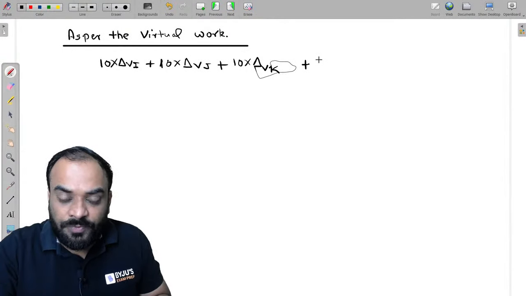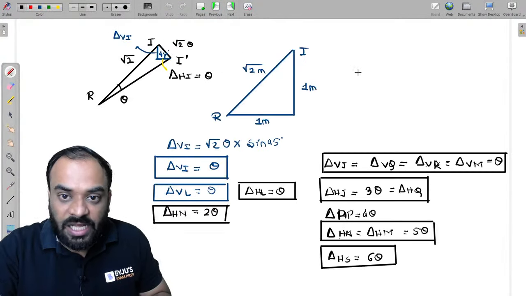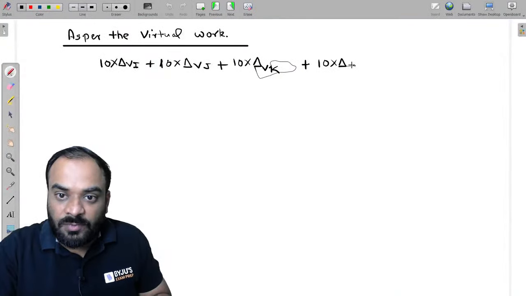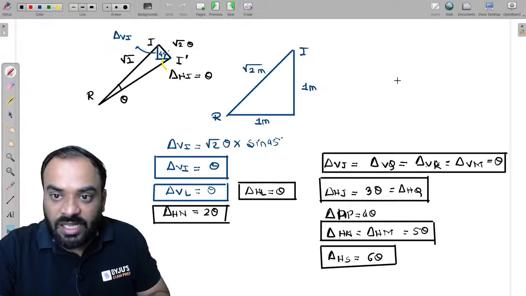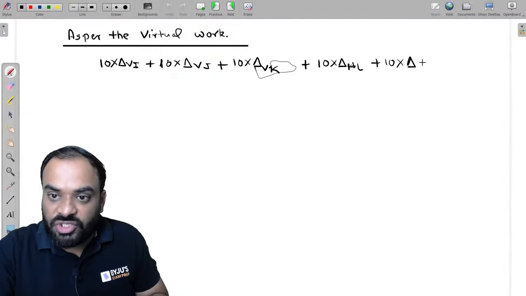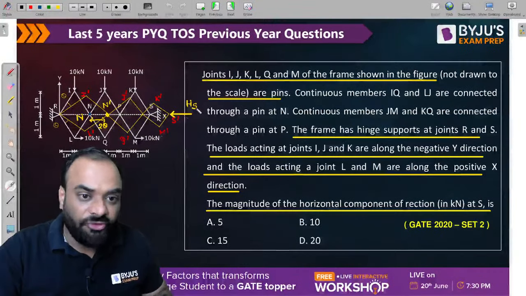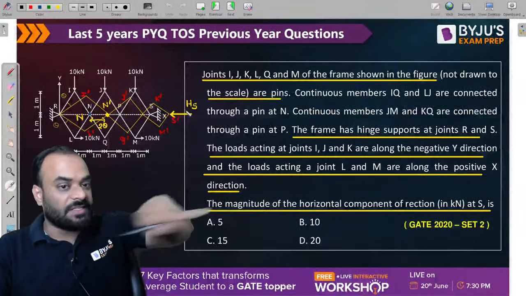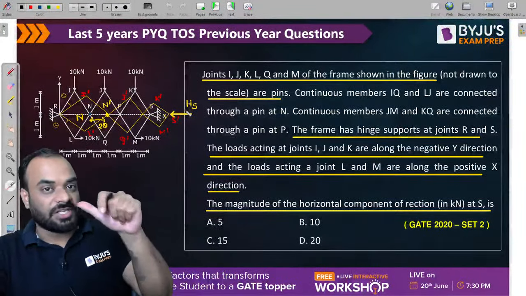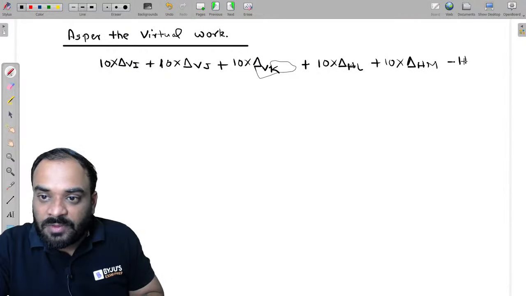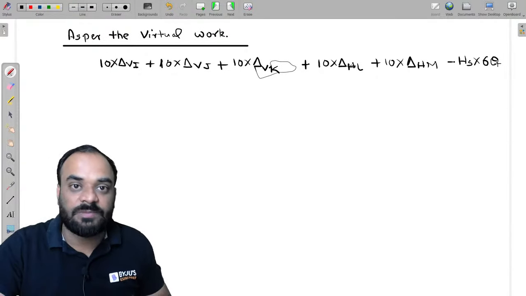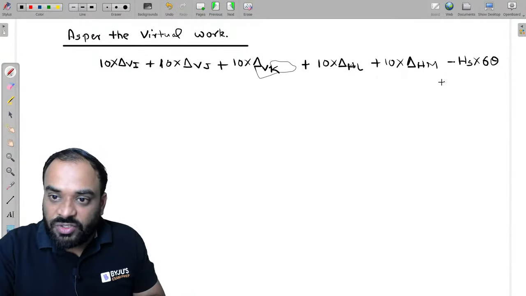So let us write it down. 10 into delta HL plus 10 into delta HM. But now kindly see this one. The force or the reaction which we are applying, it is in this direction, but the displacement is coming in opposite direction. That's why this value will become negative, and we have to write minus HS multiplied by 6 theta, which is nothing but the horizontal displacement of joint S. Clear? And it should be equal to 0.